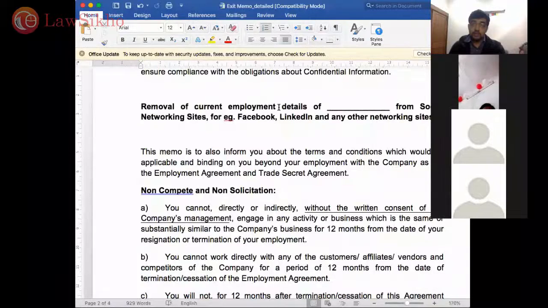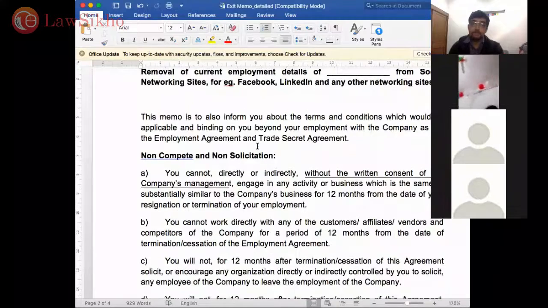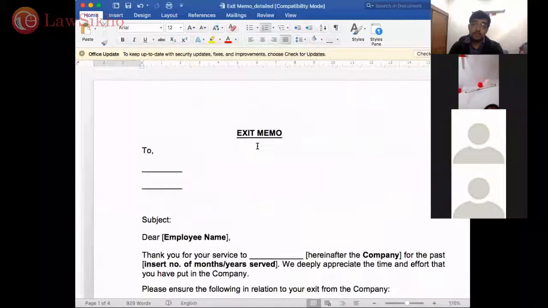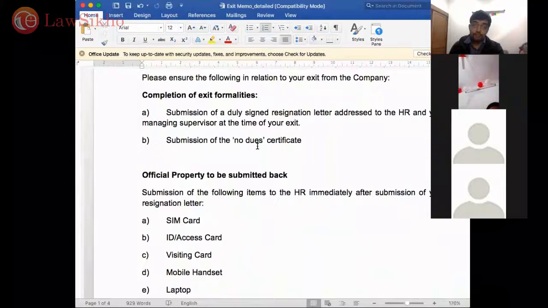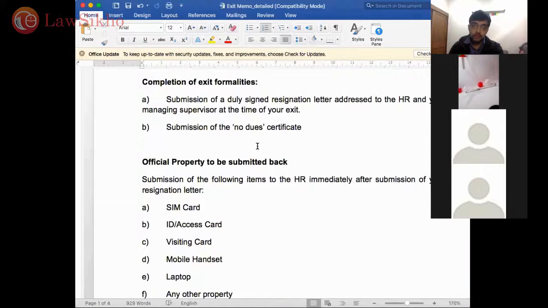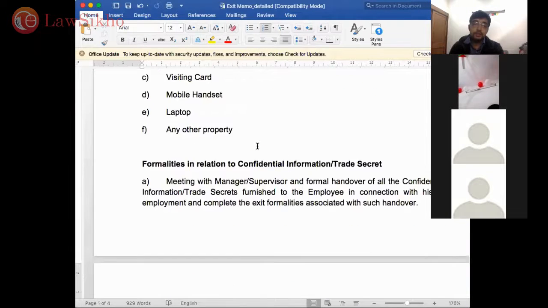Then removal of current employment details of the employee from social networking sites. So if the employment ends today, then you don't want the employee to say that he is also an employee after this date, right? Now this is the part which is a record of completion of all the past events.